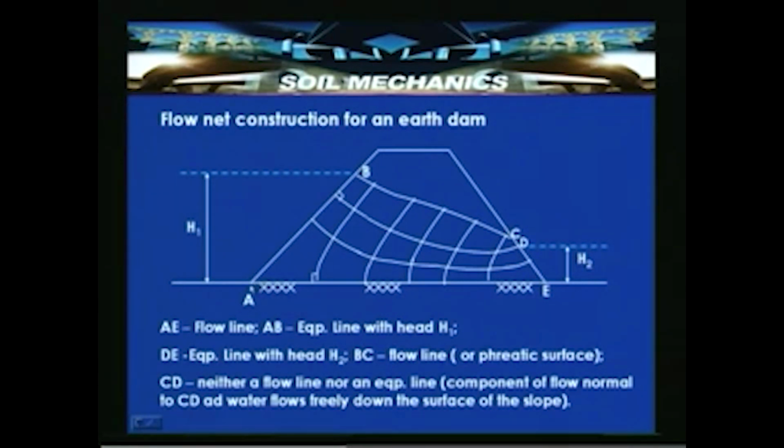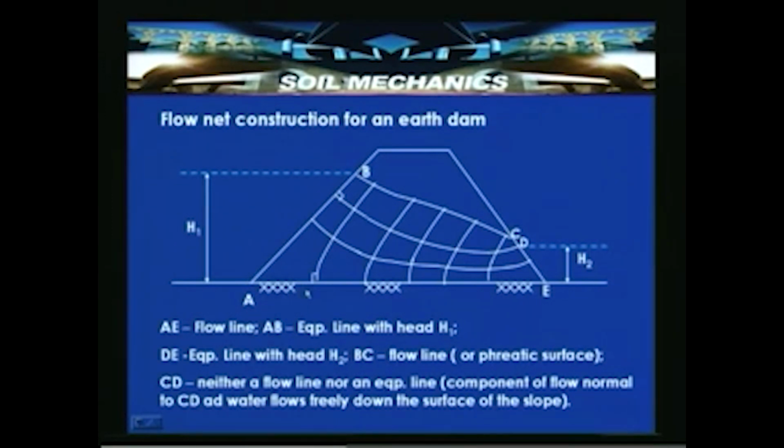So if you look into this upstream face, which is the equipotential line with a head H1 at all points. So AB is an equipotential line with total head H1 at all points, and AE is a flow line.